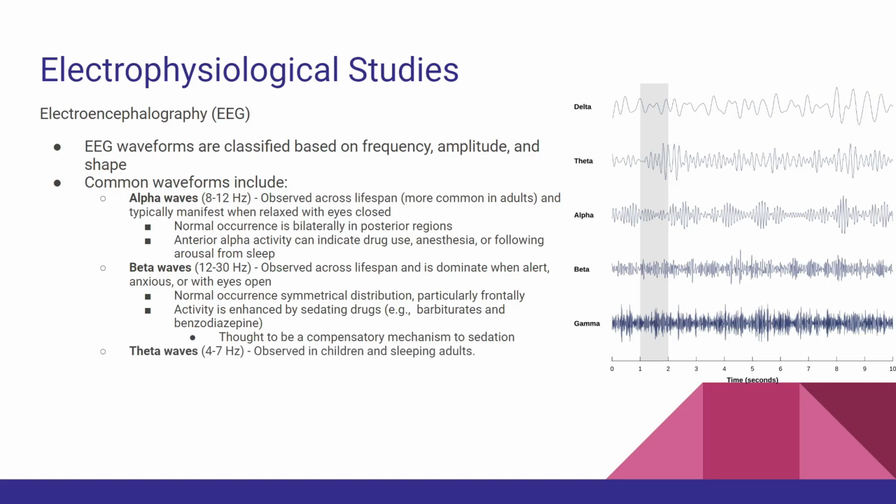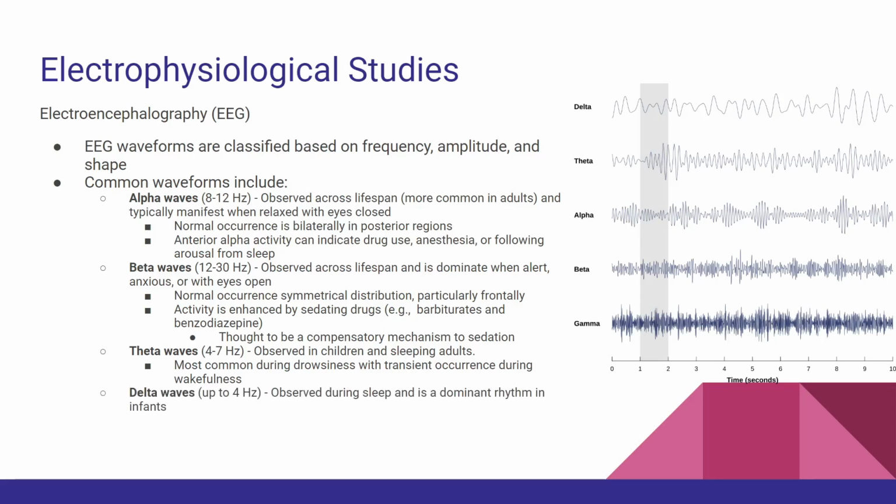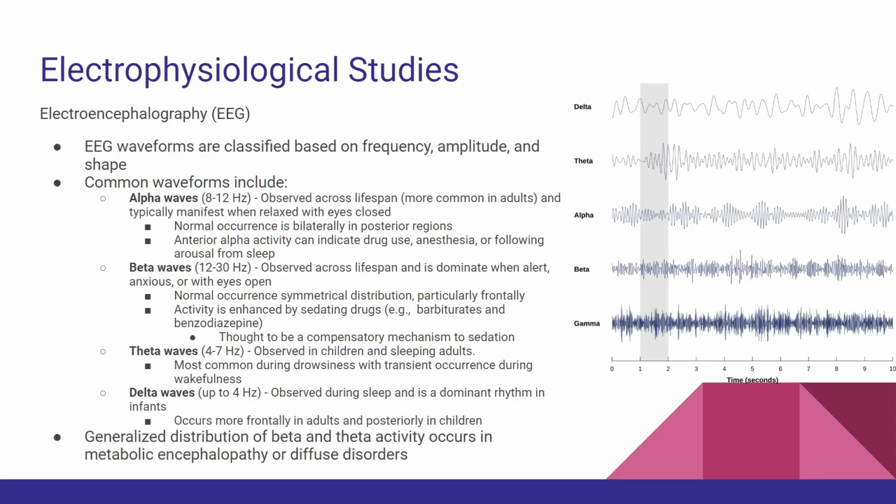Theta waves are observed in children and sleeping adults, and it's most common during drowsiness with transient occurrence during wakefulness. And delta waves are observed during sleep and is a dominant rhythm in infants. And that occurs more frontally in adults and posteriorly in children. And if you look at the graphic on the right, you'll also see gamma waves, but I'm not going to get into those. When diffuse disorders or metabolic disorders occur that affect the brain, you'll see a generalized distribution of the beta and theta activity.